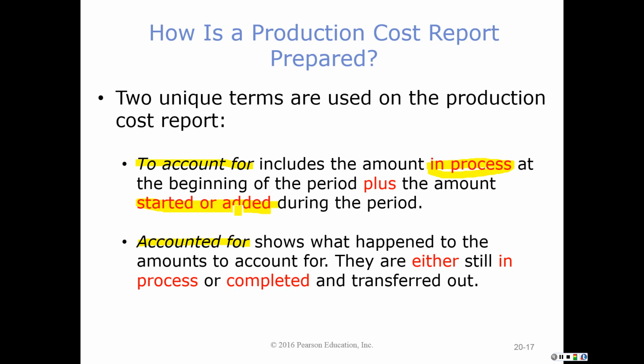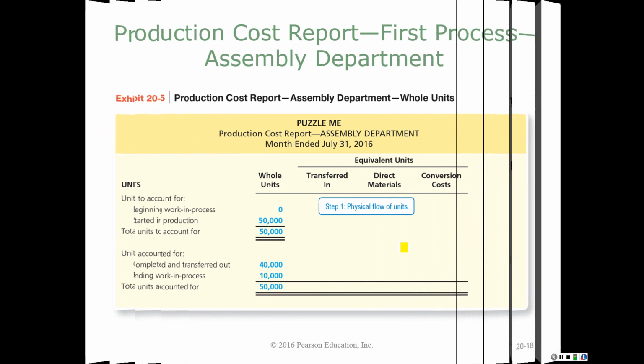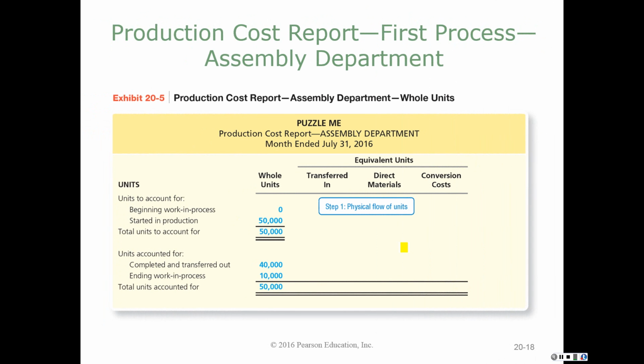So at the end of the period, those units, we have two options here. Notice it says the items that we have started are either still in process, that means they have not been completed yet, and they will remain in that department until the next period when they do get completed, or they have been completed this period and they need to be transferred out. Transferred where? To the next process. Okay, so to account for and accounted for are terms you'll need to become familiar with as we work through this objective.